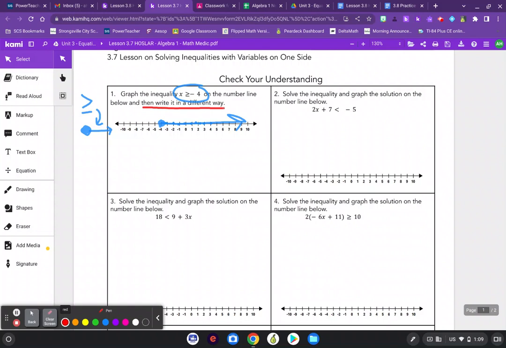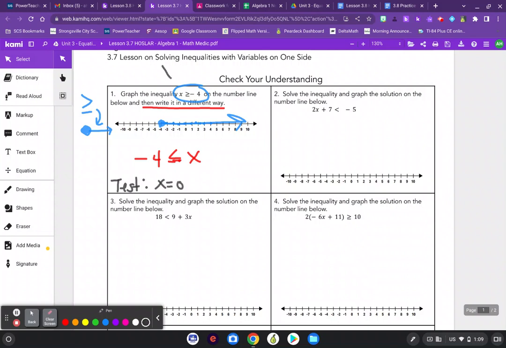And so instead of saying numbers that are greater than or equal to -4, I could write that -4 is smaller than or equal to all the other numbers. And so if we're not sure about this, we can always use a test value to see if the statement holds true in both inequalities. And the test value I like to use is 0. So what happens if x is 0?